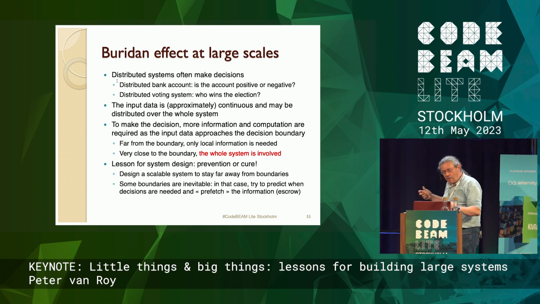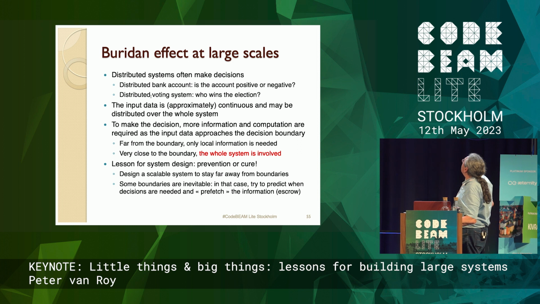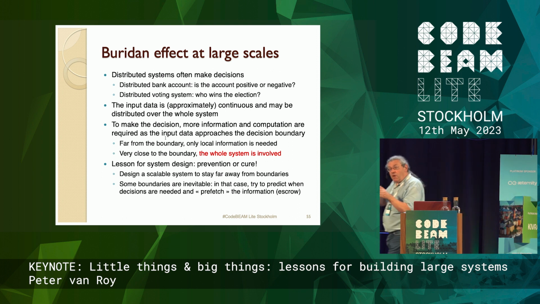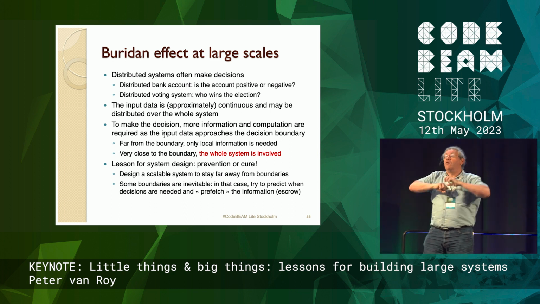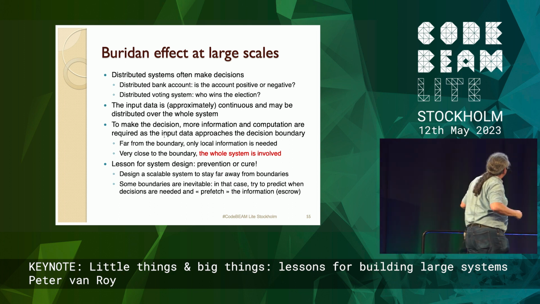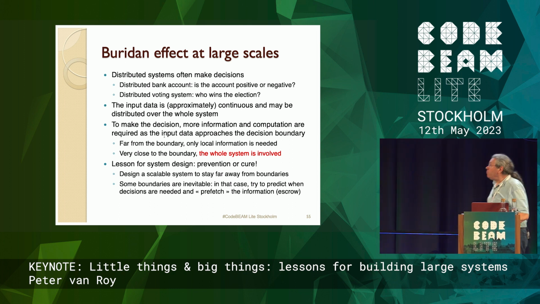Does that company have a positive or negative bank account? That's a hard question. And the voting system, which I mentioned, who wins the election? So the input data is continuous. As we get near the decision boundary, more and more information has to be pulled in from the whole system, okay? And eventually the whole system will be involved, like in the voting. So how do you handle that?